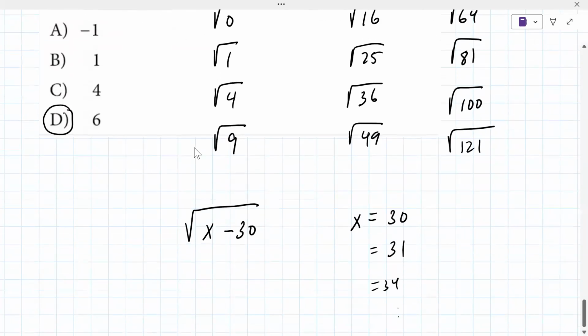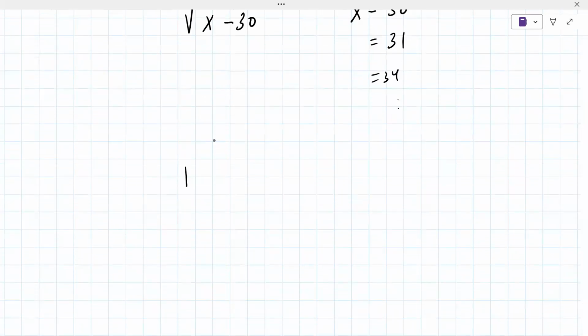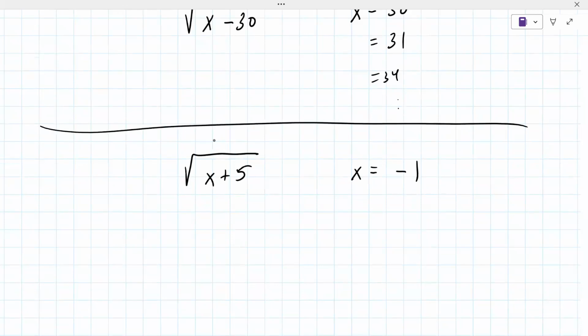Now, in the case of, let's say, the square root of x plus 5. Does x equals -1 work? Yeah. It does. It looks odd, right? Because what they're trying to get you to do as a student is say, oh, I can't take the square root of a negative. That one's out. But it's not a negative. It's the square root of 4. Good.